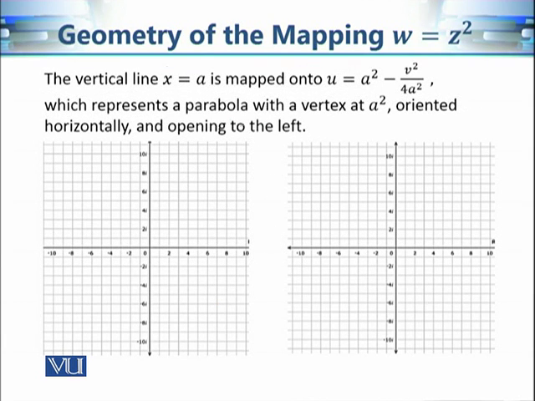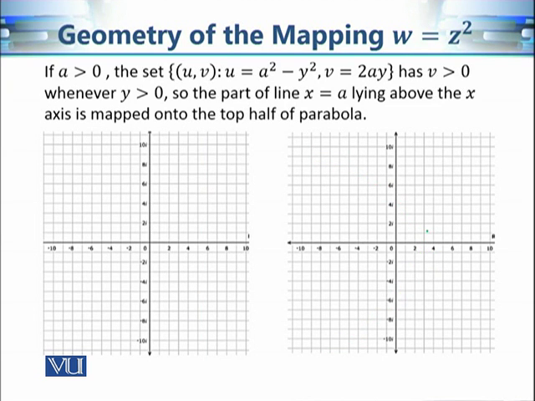Now let's see, this is our map. x is equal to a, so this is the vertical line. Now this is mapped onto this parabola. So the vertex of this is basically a square. So let's say this is a square. So it is a parabola of the following form. Now let's see in detail what is really happening. So this is our line x is equal to a, and this is the parabola with vertex a square.